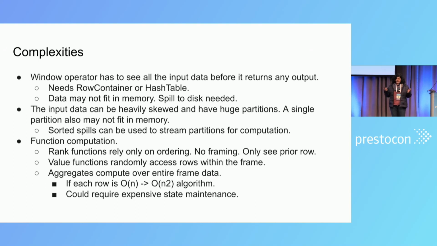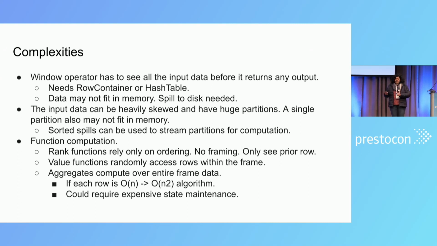So what are the complexities in all this? I mean, this sounds complex, and there are even more complexities. The window operator needs to see all the input data before it can return any output. Velox provides structures called row container or hash table to store the data that it sees in the operator. This data may not fit in memory, that's obvious, so you need to spill to disk. You figure out which partitions need to be spilled to disk, and you spill them.